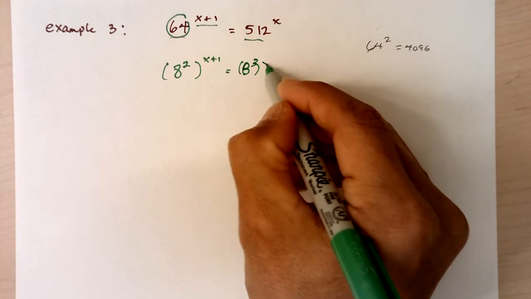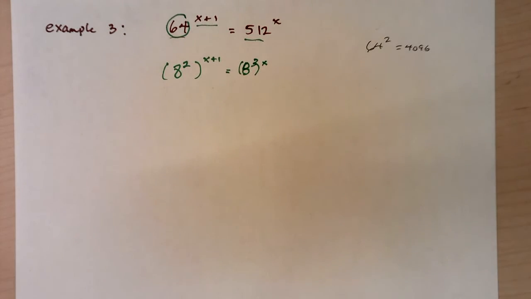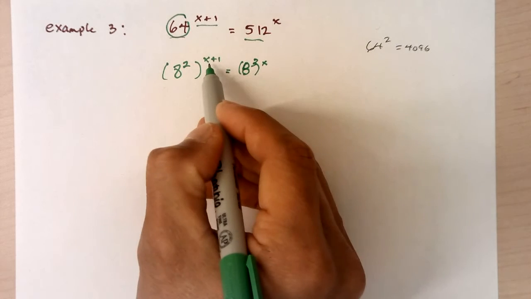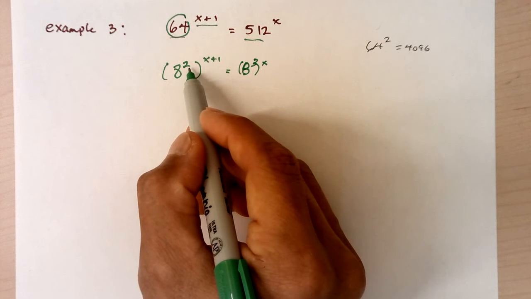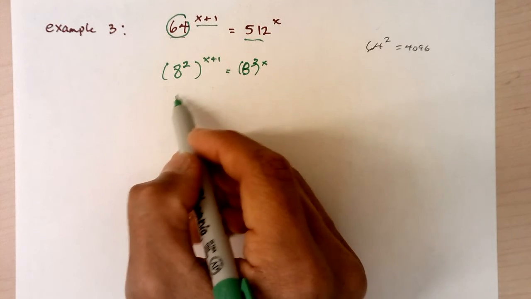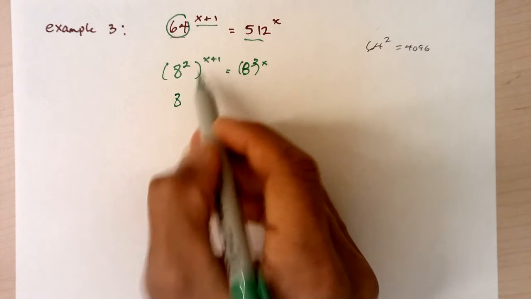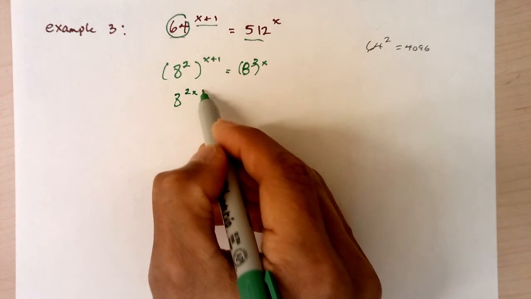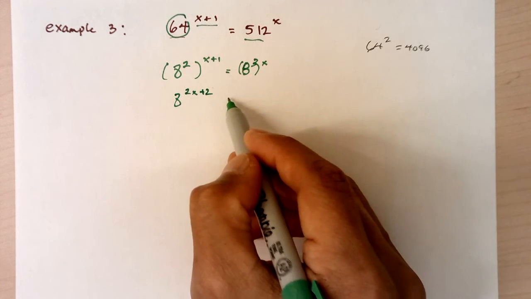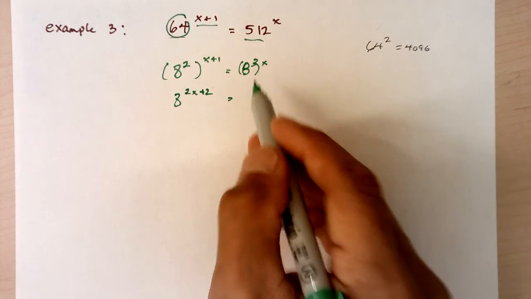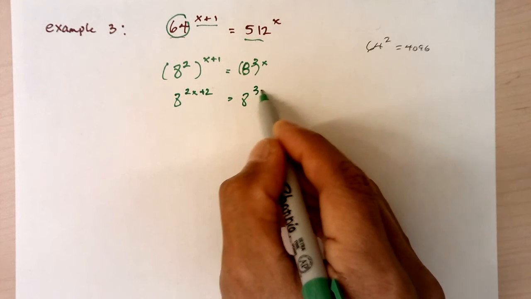And then that was already to the x power. Now I have the exact same base, except what I'm going to do is apply the power of a power rule, multiply the exponents. So on the left side, I want to multiply 2 times x plus 1. So it's 8 to the 2 times x, which is 2x, 2 times 1 is positive 2. And then on the right side, it's just 3 times x. So it's 8 to the 3x power.